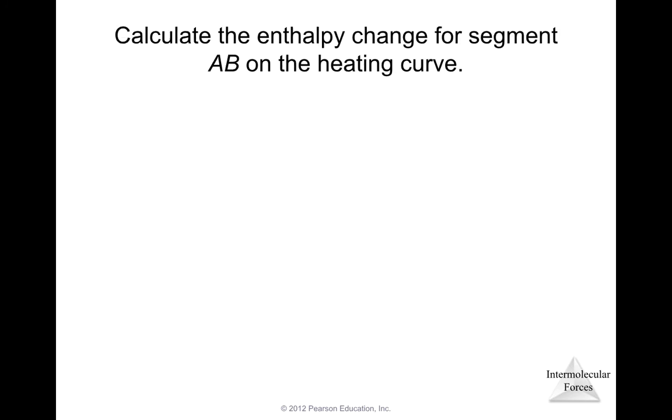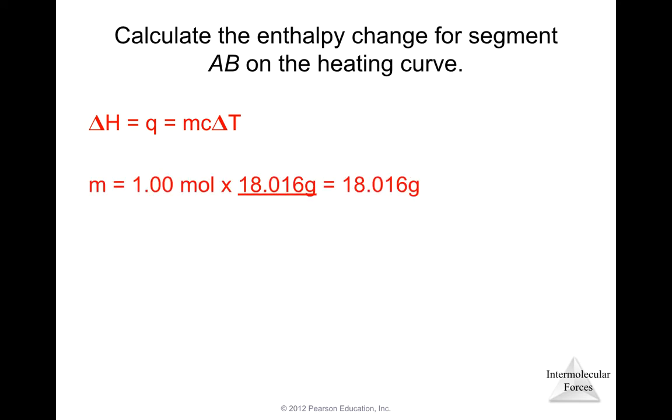So let's go ahead and do it. We want to calculate the enthalpy change for segment A to B on that heating curve. So we're continuing to look back to the curve a couple slides before. The first thing we need to understand is that the enthalpy that we're looking for is equal to the heat. So really we're calculating the heat, which is related to the mass times that specific heat times our change in temperature. So we need to define our variables. We are going to assume that we have 1 mole of substance, but our mass needs to be in grams. So we're going to use the molar mass to calculate. So we've got 18.016 grams of water.